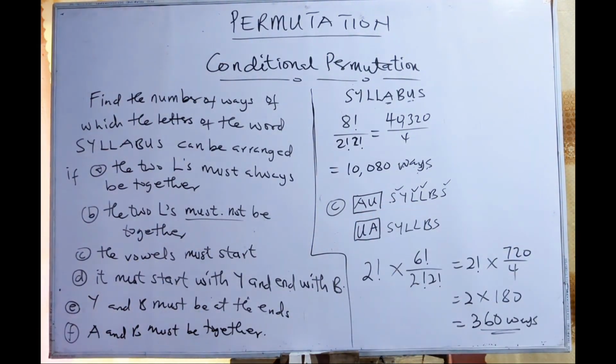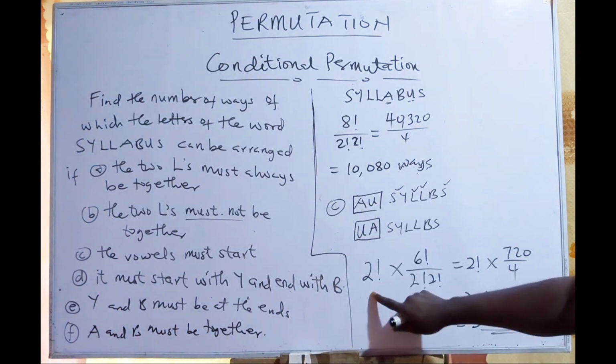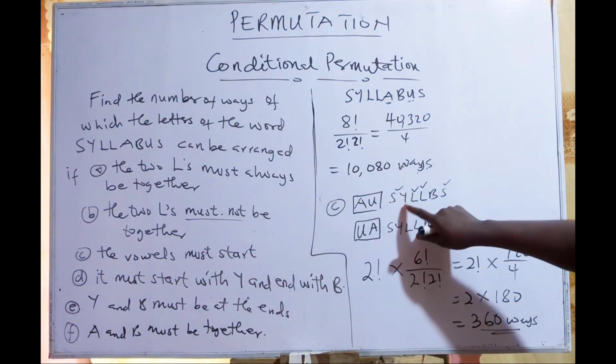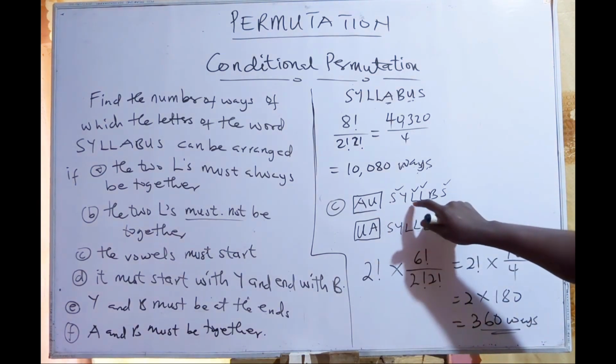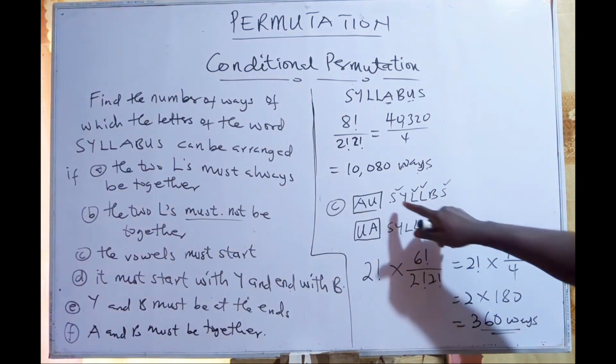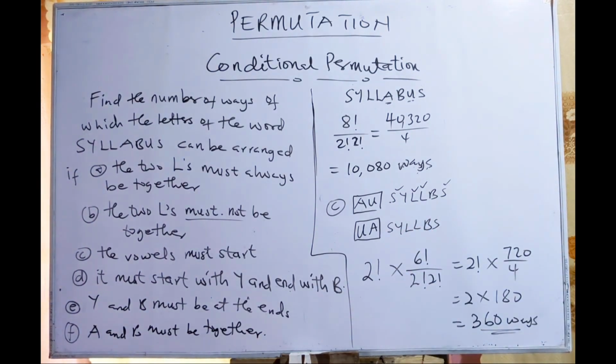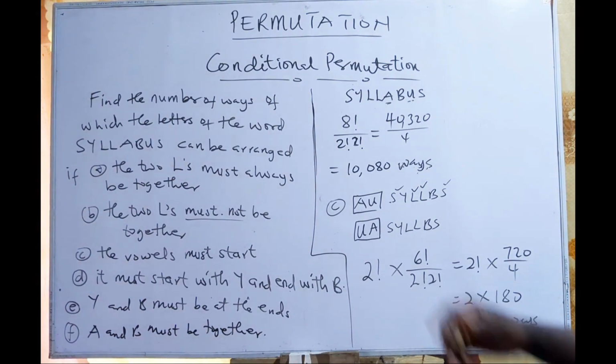So the vowels are 2, and the 2 have to start. So 2 ways, that's the 2 factorial. And we are left with this word, S, Y, L, L, B, S. So 1, 2, 3, 4, 5, 6, 6 factorial. S is double, and then L is double. So we have this. I believe that is clear. All right. Okay, so let's go to the next question.